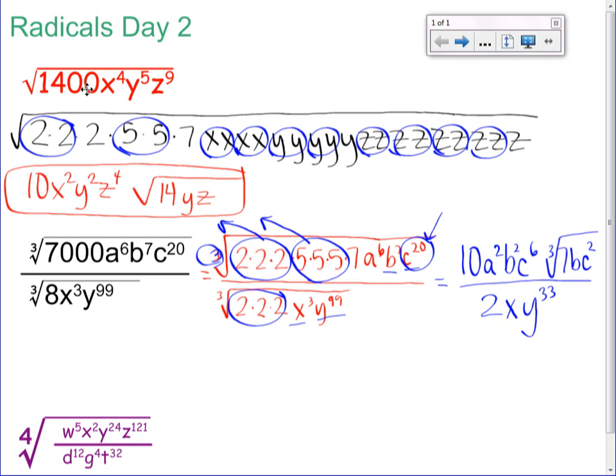Okay. Now, there is a little bit of something else that we can do. We can simplify this a little bit more where? You can say 10 divided by 2. The 10 and the 2. Yeah, right here. Right here and right here. So what are we going to do to simplify it? Make it 5 on the top? Okay, so we really have 5a squared b squared c6 cube root of 7bc squared over, now we just have x, y 33.